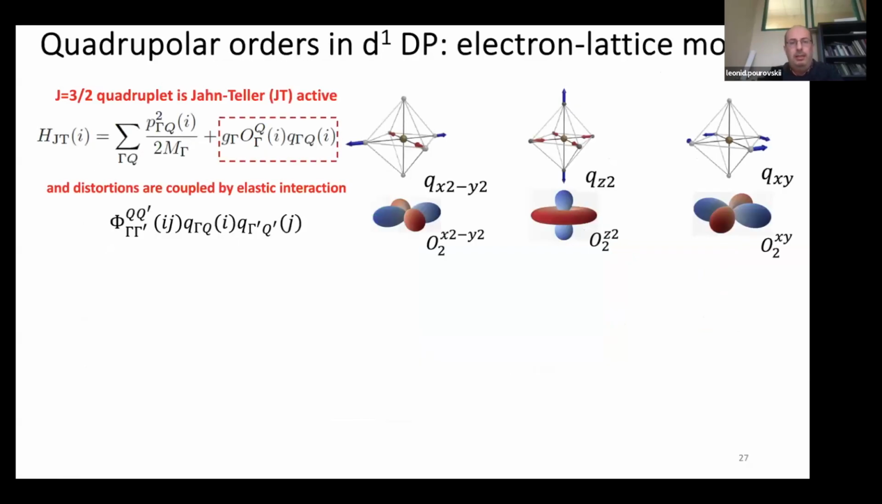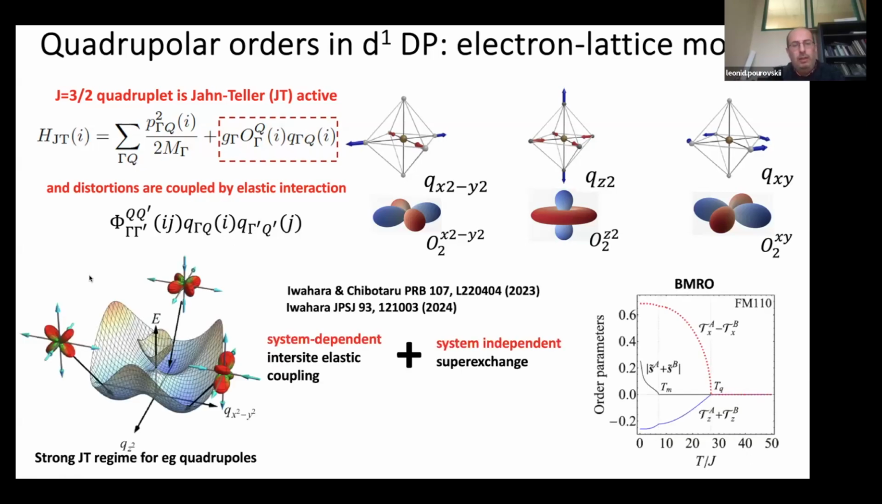And there is completely another way of thinking about these compounds, which is based on electron-lattice coupling, which was neglected before in superexchange models. So, D1 ground state, J 3/2 multiplet, it is Jahn-Teller active, meaning that there will be this linear term coupling the quadrupole with the corresponding lattice distortion of the same symmetry. And these lattice distortions will couple through the lattice through usual elastic interaction.